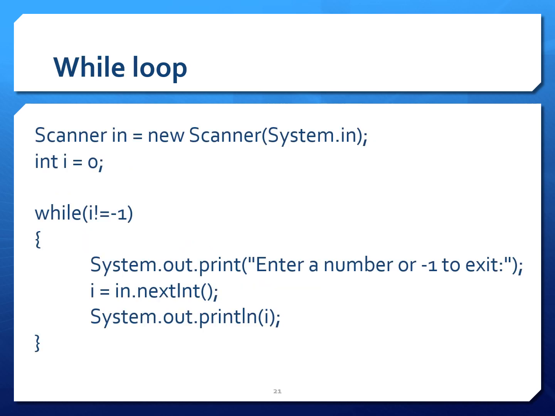In this while loop example, we only exit the loop when the user enters -1. When to exit is determined during runtime inside the loop.